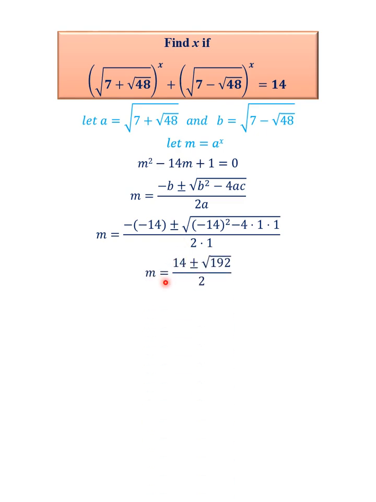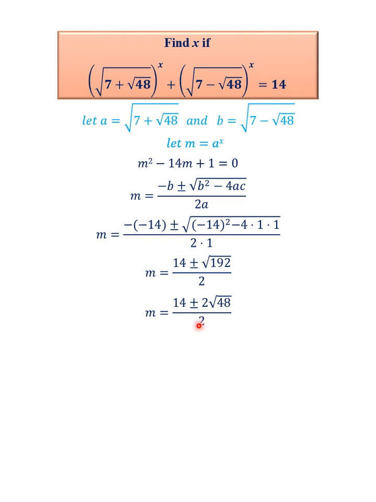Solving further, we're going to have m equals 14 plus or minus the square root of 192 all over 2. At this point, I want to break this down into the product of 48 and 4. Of course, the square root of 4 is 2, which means this can be broken down into 14 plus or minus 2 root 48. The reason I didn't break this down further, because we can also break 48 down further, is that I want this expression to look like this, because we are making m to be equal to a to the power of x. So let's make this expression resemble a.